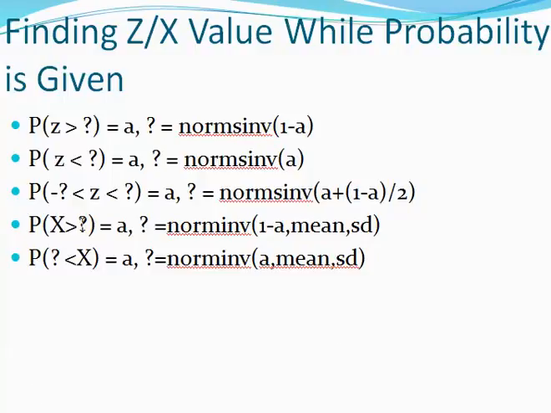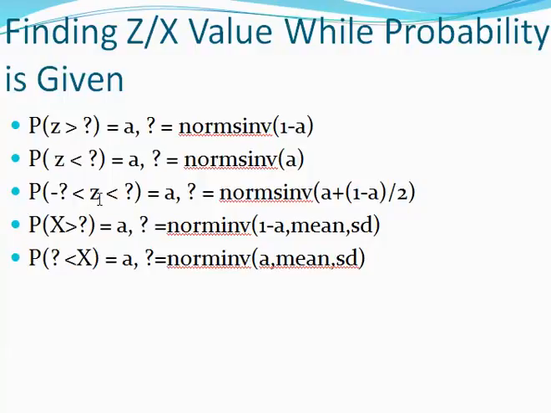If it's not a standard normal distribution, such as the probability x greater than question mark equals a given probability, then we use the formula NORM.INV. Again, there's no S. And then you put 1 minus A, comma, mean, comma, standard deviation. Now be careful with the number 3.